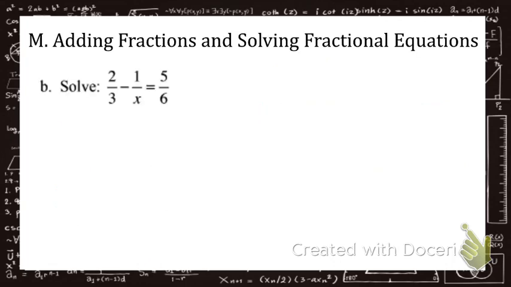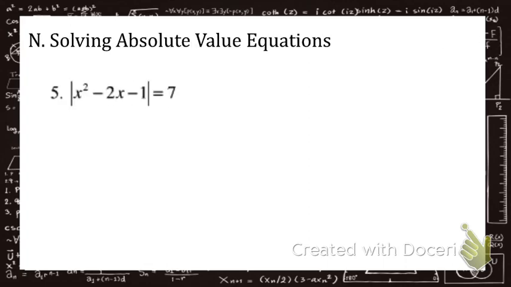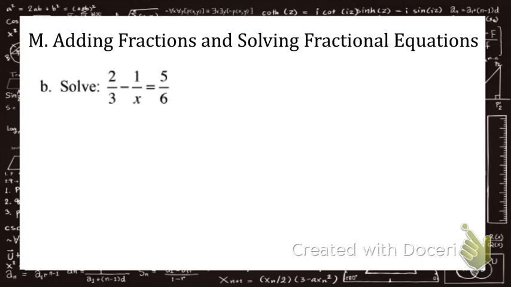Adding fractions and solving fractional equations. If you have an equation with a bunch of fractions in it, to get rid of all those fractions all at once, you can multiply by the least common denominator. So if I multiply everything by the least common denominator, that would be 6x. So between 3 and 6, that's a common denominator of 6.